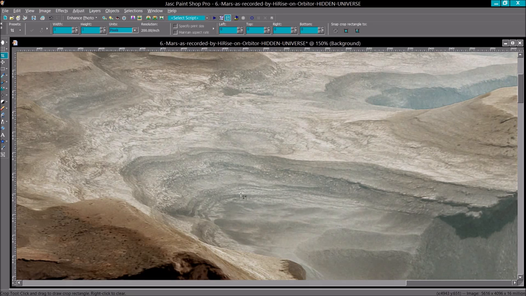Now if this is chalk, and it could be, that is proof of a past life on Mars, because chalk is made from billions of dead little sea creatures, which then form a sedimentary layer of calcium carbonate.